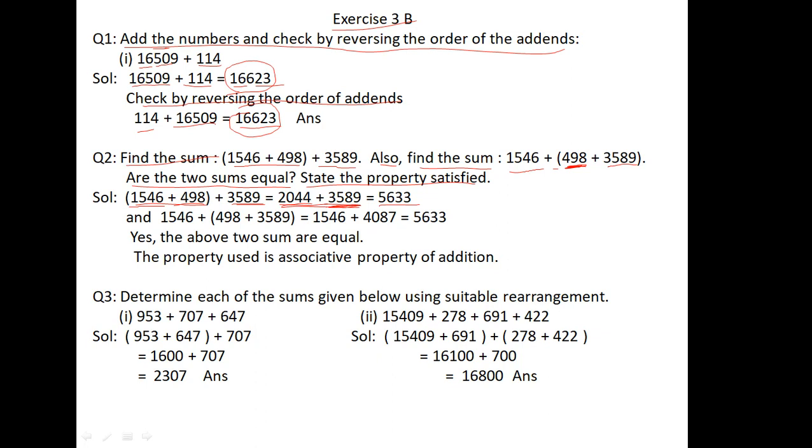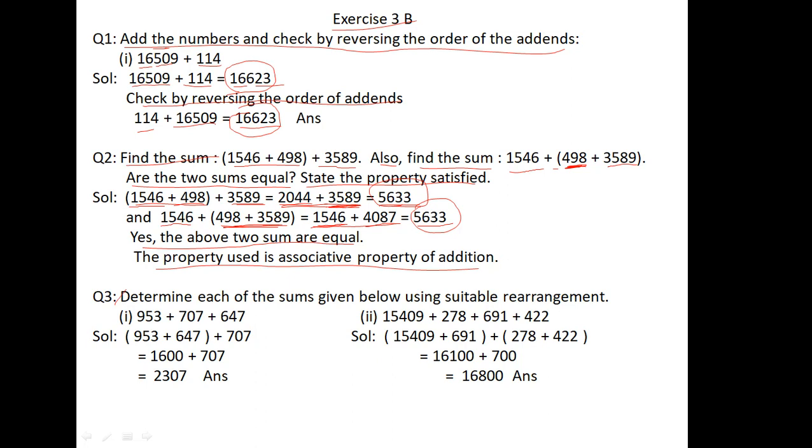Similarly, the second part we have to do. The second sum says 1546 plus 498 plus 3589, with 498 plus 3589 in the bracket. First of all, we add these two numbers in the bracket, the addition will come 4087, and plus 1546 is already there. When we add these two numbers, the result will come 5633. Means here the result is same and here also the result is same. So we can say that yes, the above two sums are equal and the property used is associative property of addition.